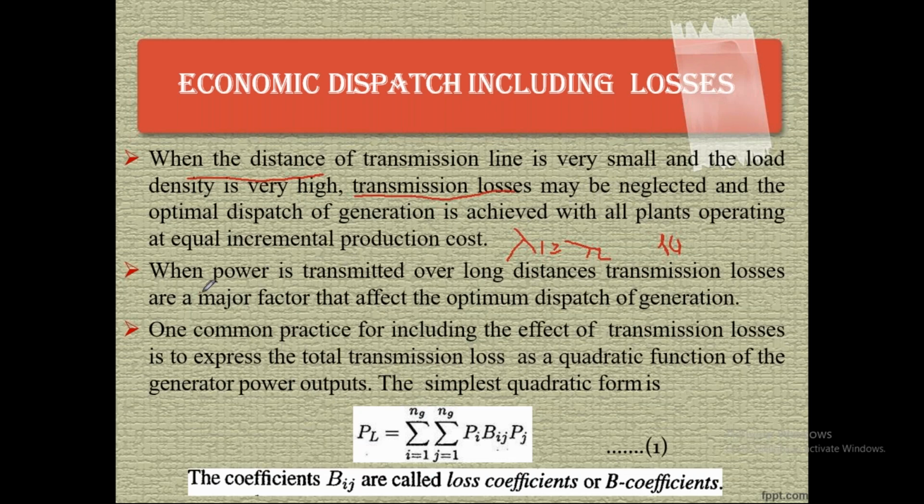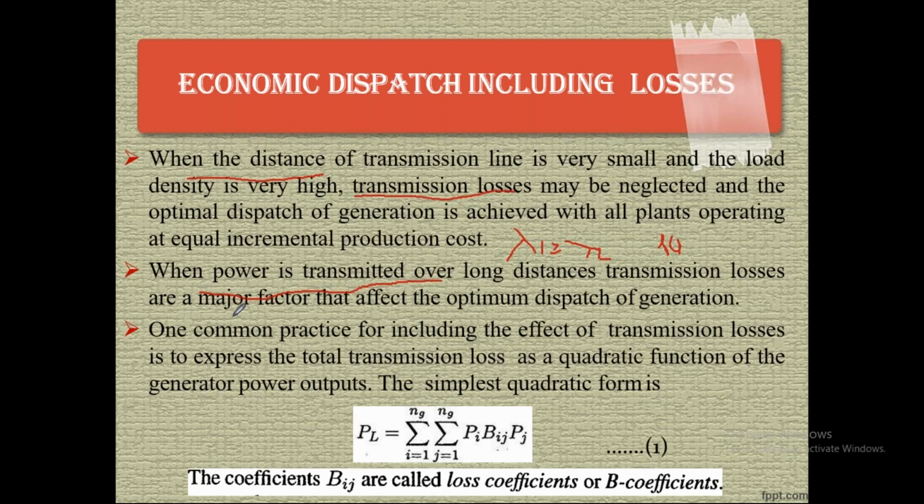But when power is transmitted over a long distance, the transmission losses are a major factor. That is the reason why long transmission lines have FACTS devices. The main purpose of a FACTS device is to reduce the transmission losses by compensating. If some voltage drop occurs due to the losses, that voltage level is compensated by the FACTS device. That is the purpose of placing FACTS devices in long transmission lines. And if you minimize the losses in the transmission line, then only you can save money. So power system operation is completely concentrated on cost.